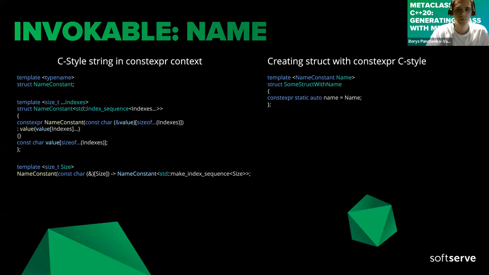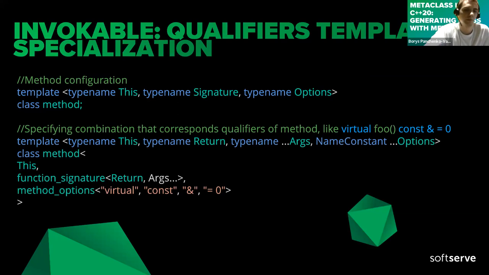So if no questions here, we'll go to the next slide. So qualifiers. Since we already have C-style string implemented as a result of the previous slide, we can think of qualifiers as also a C-style string, right? Since we cannot pass keywords as template arguments, we can pass C-style strings, which will represent these keywords. And based on that, we can do some logical conditions.